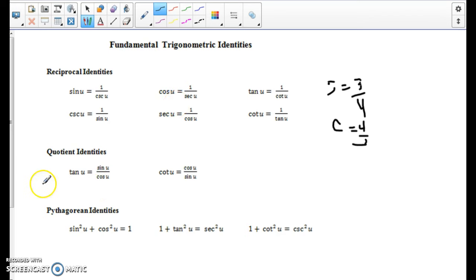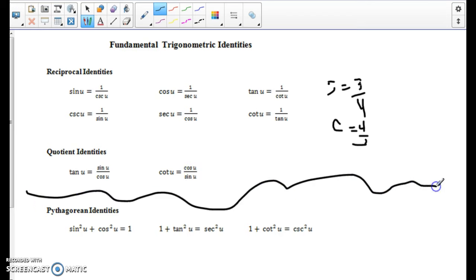From Imp 4, we know that tangent is sine over cosine. So cotangent's the reciprocal, or cosine over sine. Again, these identities up here you've seen before.